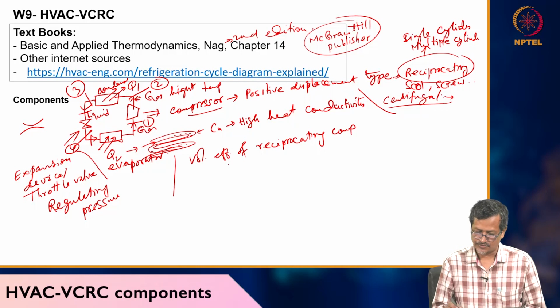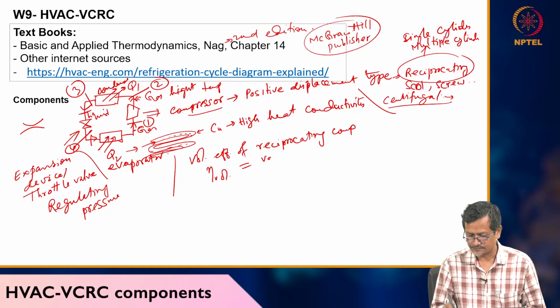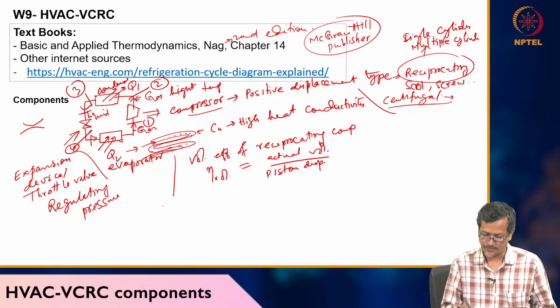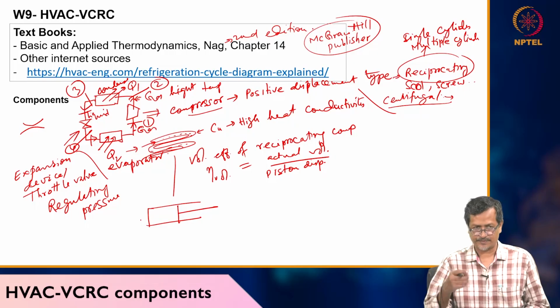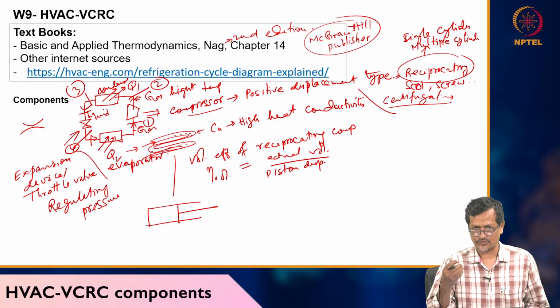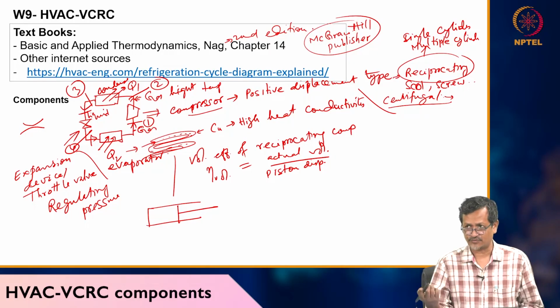So volumetric efficiency of a compressor, eta volume, equals actual volume divided by piston displacement. So you can remember that for a reciprocating pump or compressor. Actual volume means you measure using an instrument and see how much volume flow rate you are getting. That is your actual volume flow rate.